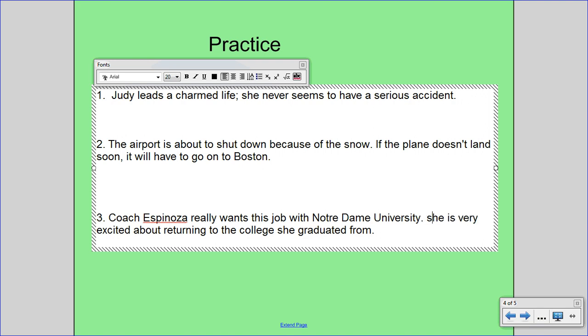We could have a period, capitalize the S, and we have two sentences. We could have a semicolon, or we could have a comma, and in this case, I would argue it's a "because." It explains why she really wants the job. And that is the option I would choose. "Coach Espinoza really wants this job with Notre Dame University because she is very excited about returning to the college she graduated from." Once again, all three of those would be correct, but I would argue that this is more fluent than the other options.